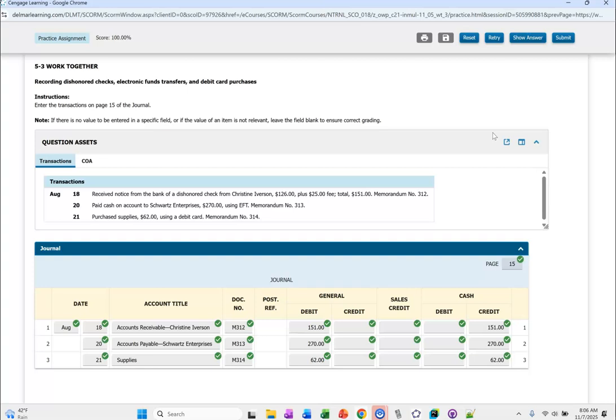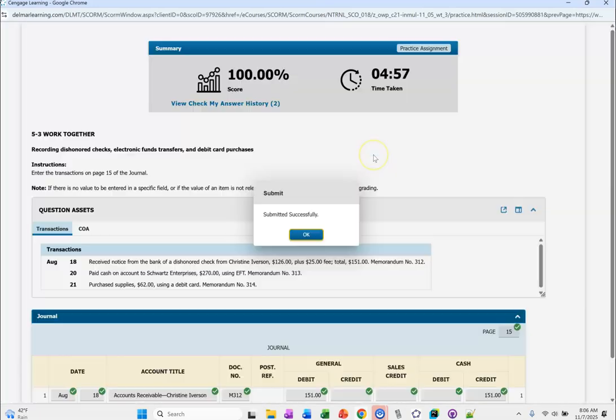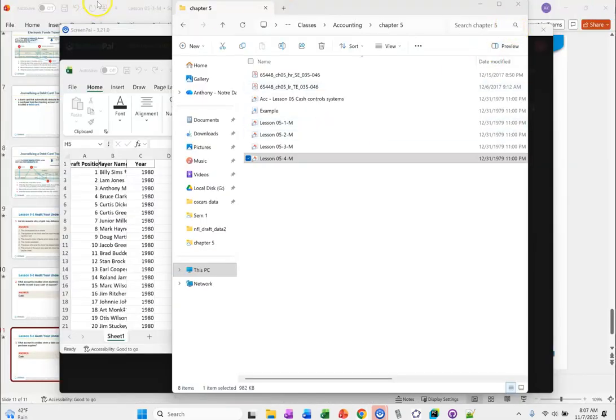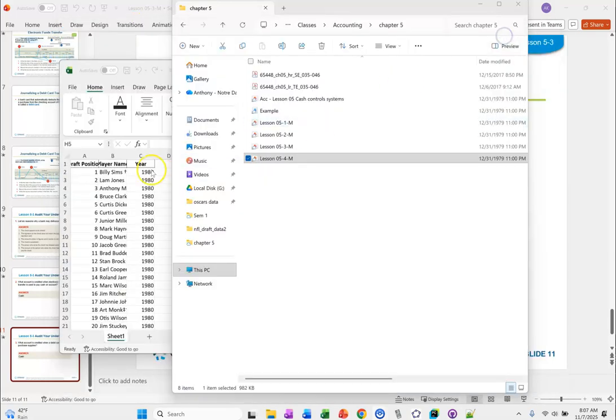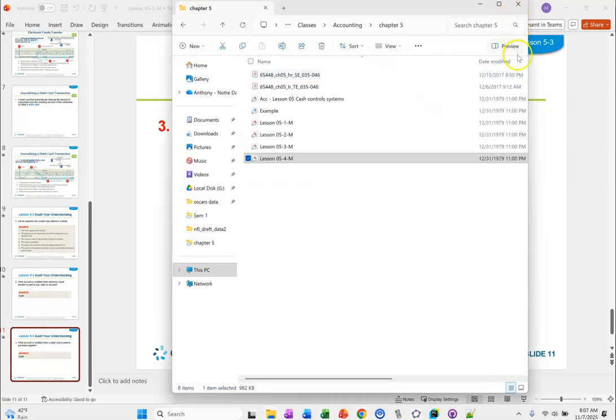Everybody's okay? So in each instance, the debit appeared in the general account and the credit appeared in cash, right? Those were super easy, right? Or relatively, I mean, at least pretty straightforward.